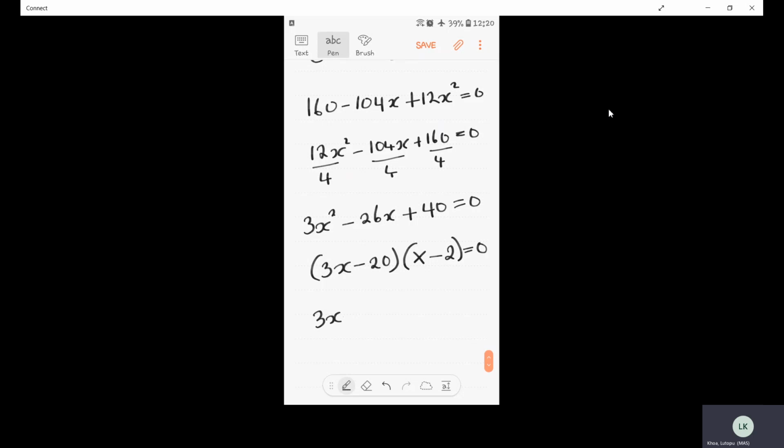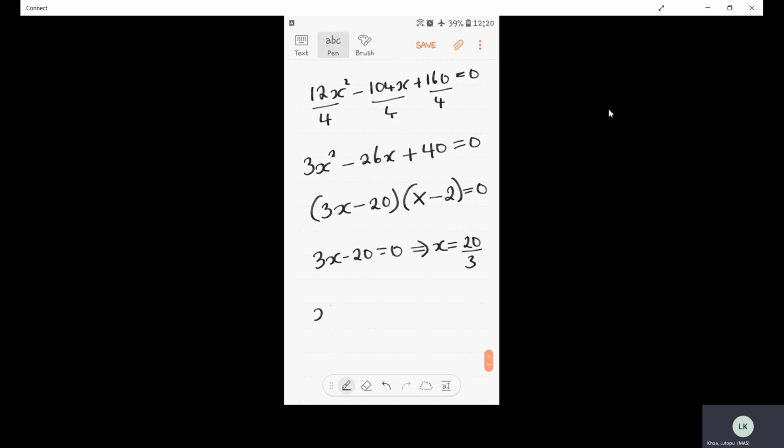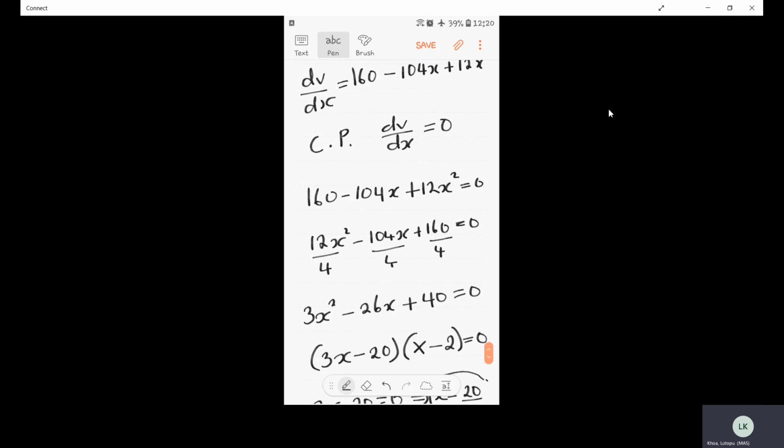Then what I do is I solve each of them. And 3x minus 20 is equal to 0. This means that x is equal to 20 over 3. Then the second one, x minus 2 is equal to 0. This means that x is equal to 2. So I have my 2 points over here. One of them should give me a minimum. So remember when we drew the cubic functions, it had a maximum and a minimum. We had to distinguish them using the second derivative test.